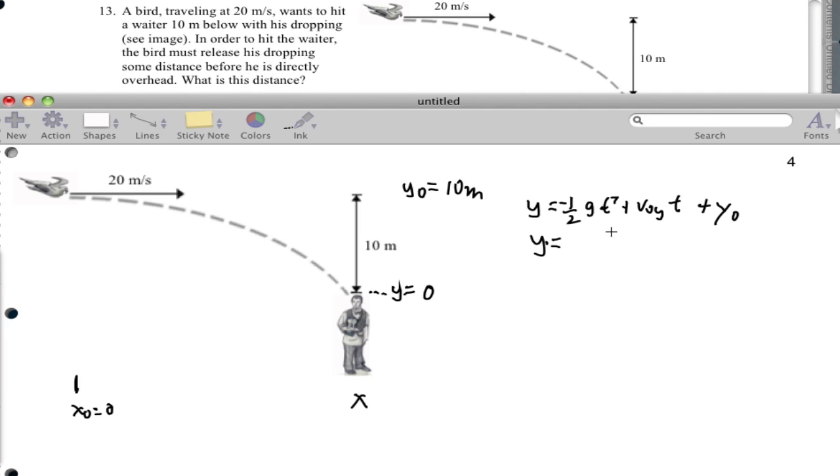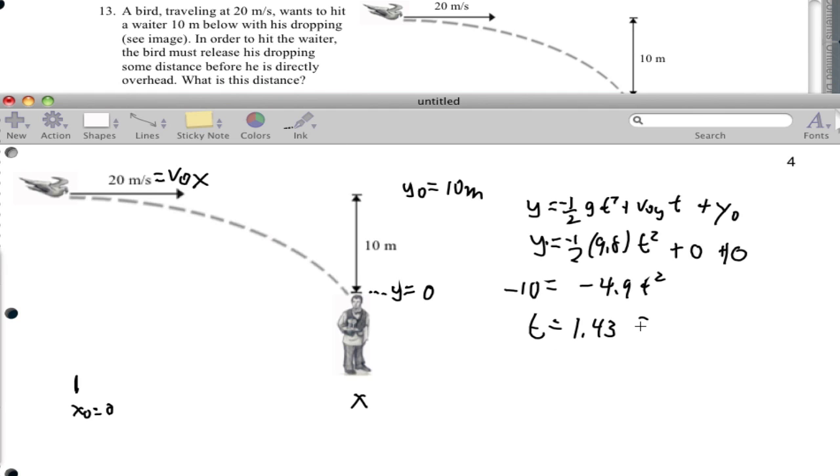So y equals negative 1/2 times 9.8 times t squared plus 0, because this is v naught y, right, plus 0, or actually plus 10. So you have negative 10 equals negative 4.9 t squared, and so when we actually do that math, it's 10 divided by 4.9, that's t squared. We take the square root, and of course we end up getting a time of 1.43 seconds.